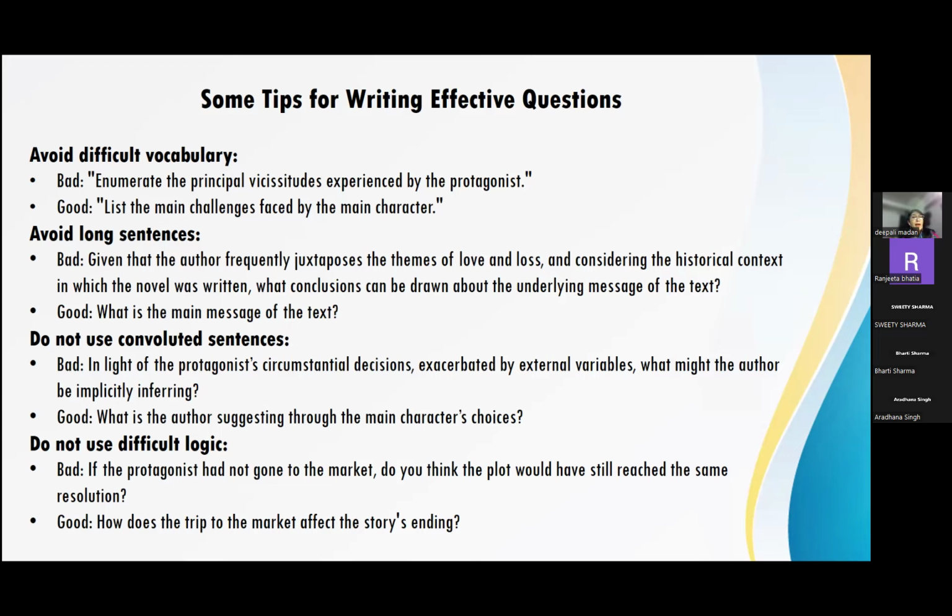So look at this bad example. In the light of the protagonist's circumstantial decisions exacerbate the external variables, what might the author be implicitly inferring? So a very complex question. These are not Shashi Tharoor kind of vocabulary we should be using. So what is the author suggesting through the main character's choices can be a simpler way to talk about the question. Okay, next slide.